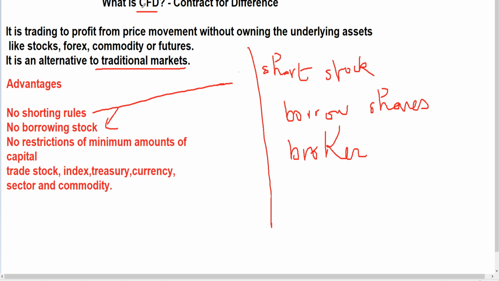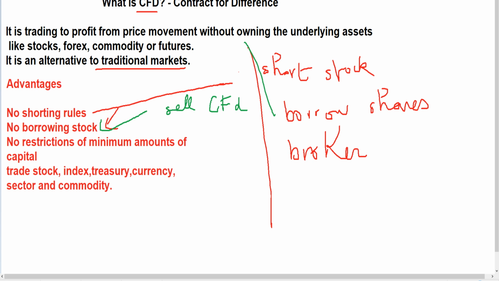But in CFD there is no borrowing. Okay, no borrowing at all. It means you just click, for example, on sell, and you are selling short this stock, this CFD. So it's very easy. Now there are no other rules. You just put sell on any CFD that is in the broker.